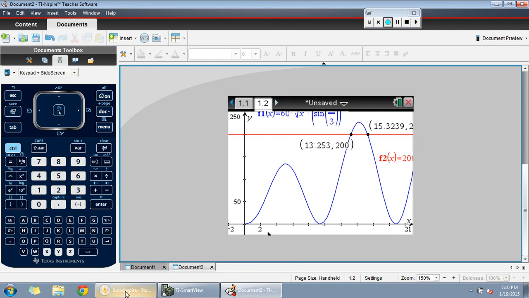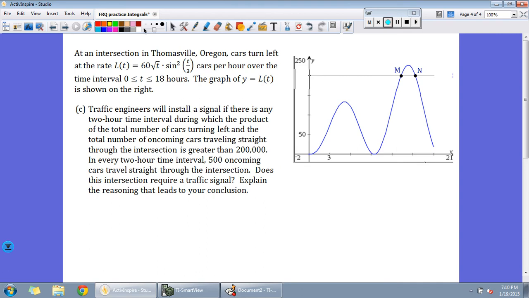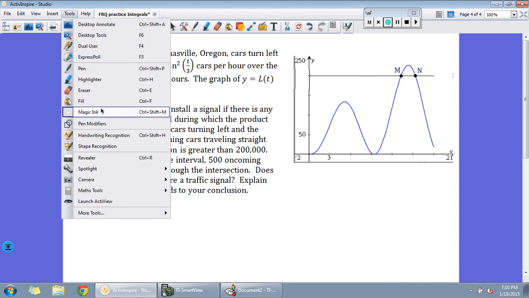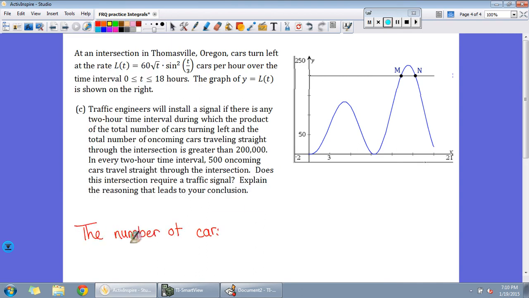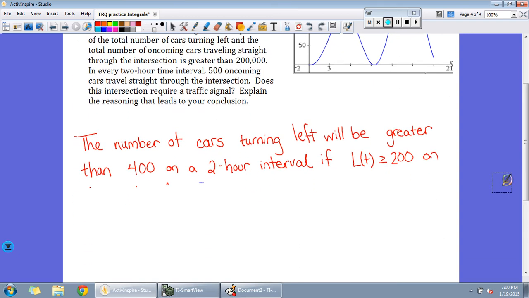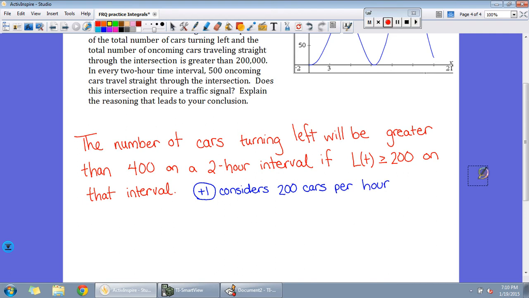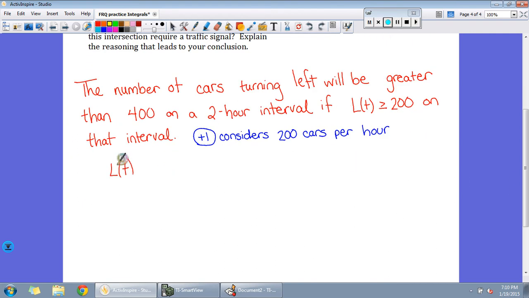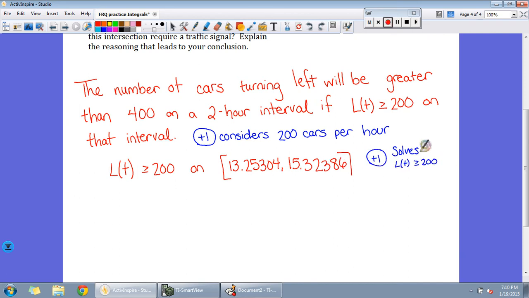So we have that the number of cars turning left will be greater than 400 on a 2-hour interval if L of t is greater than 200 on that interval. So we get a point for considering that. And then we know that L of t is greater than or equal to 200 on this interval. So we get a point for that.